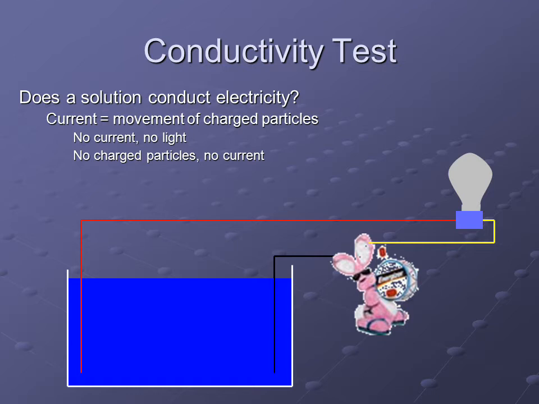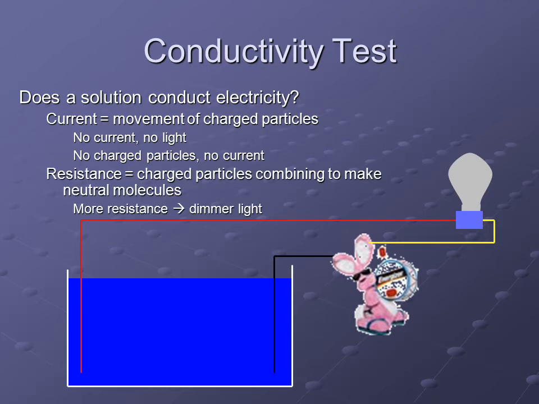The next property of electric circuits to understand is what's called resistance. So the charged particles might be able to move, but if there's something that resists that movement, that's logically called resistance. Now, in a solution, the resistance comes from the charged particles combining to make neutral molecules. So any process that starts with charged particles and ends with something that's not a charged particle will create resistance. If you have higher resistance, then the light will still light up, but it will be dim.